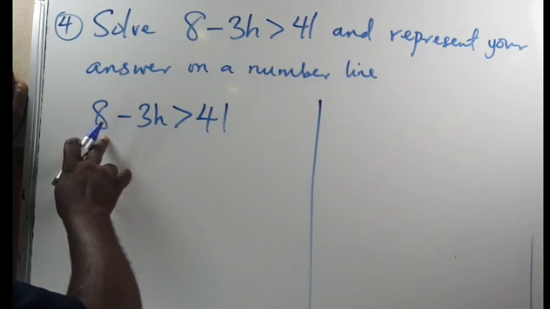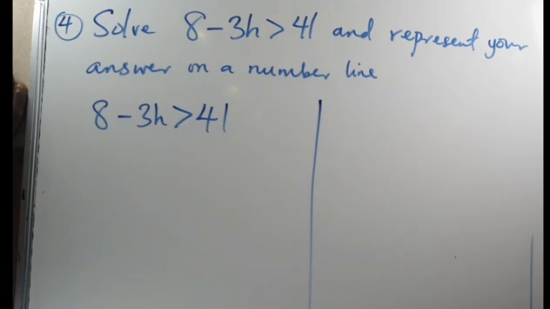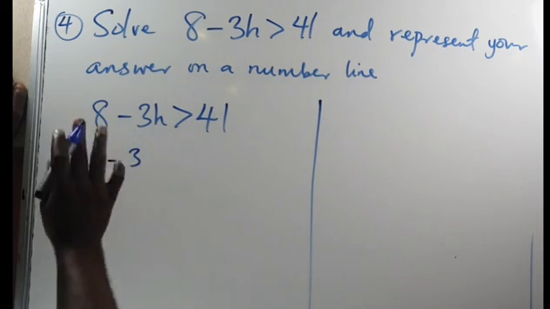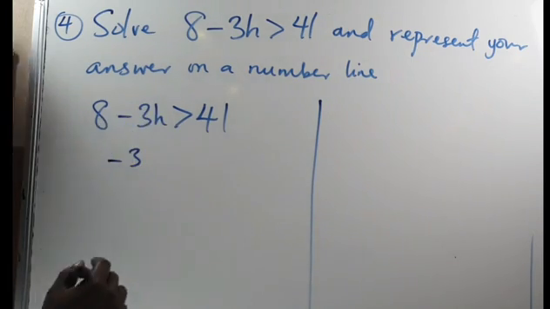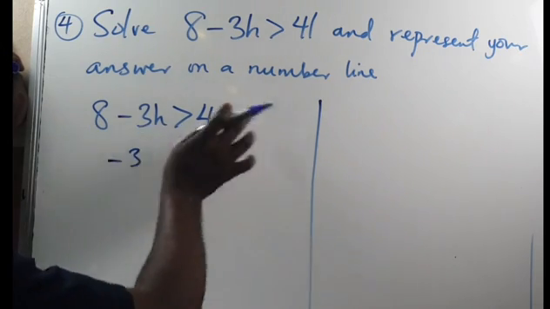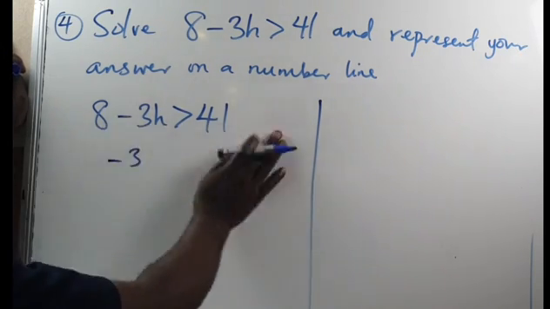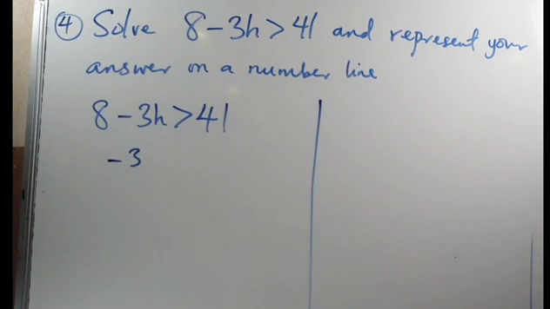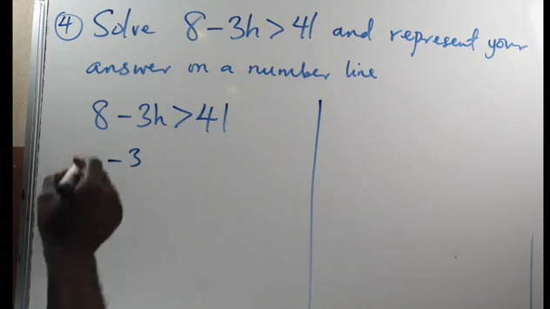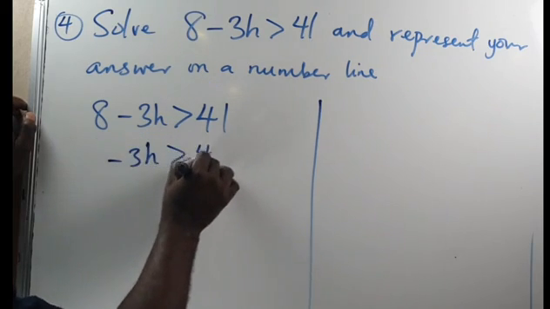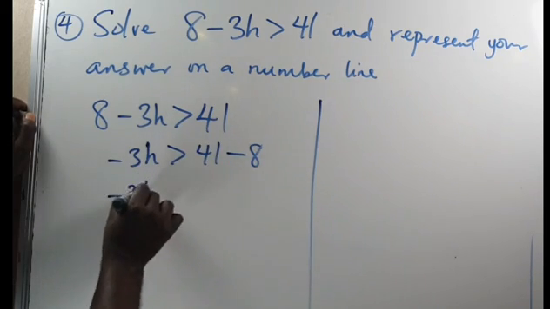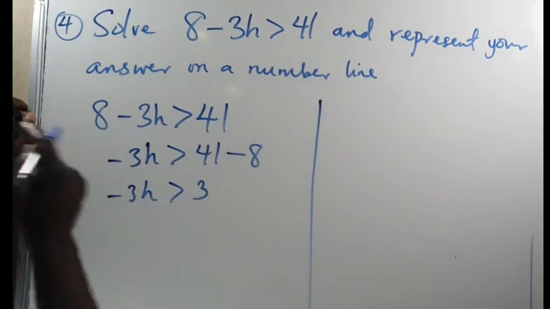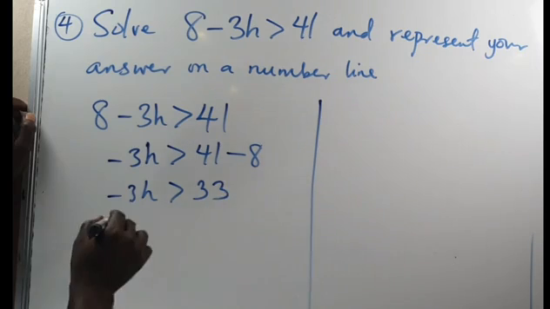So what we're going to do now is to make sure that the variable we are looking for is on the left hand side of the inequality, right? So we're going to take 8 to the other side to make 41. So that would be minus 3h greater than 41 minus 8. Because we are subtracting 8 from both sides, that would be minus 3h greater than 33.